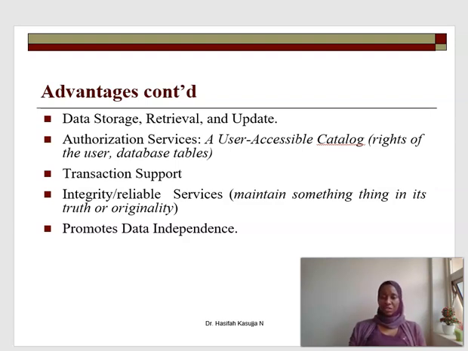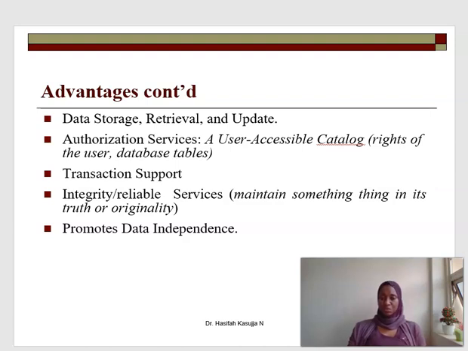And then you have integrity or reliability services. Integrity is where data is kept in its original format without being changed by any unauthorized person. So the database management system is in a position to keep the data in its integrity. How? It has what we call an authorization service, where people are given usernames and passwords. But on top of that, we have what we call the integrity constraints, like the primary key and the foreign key.